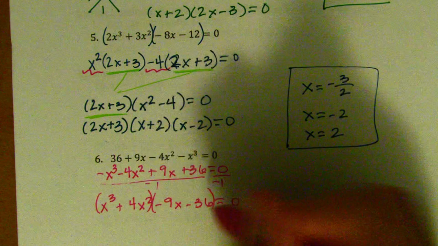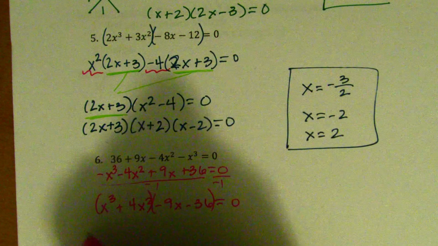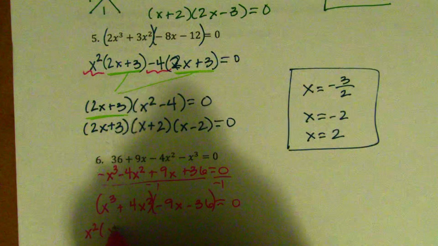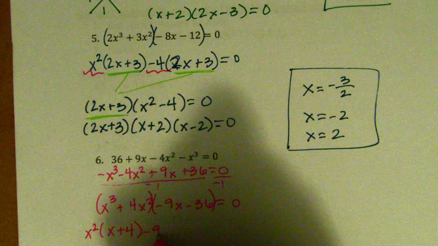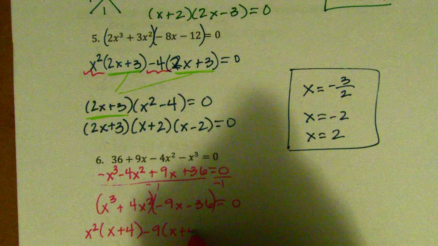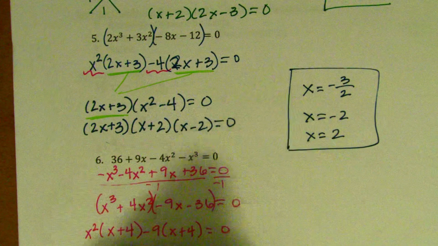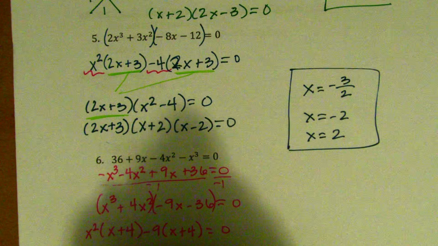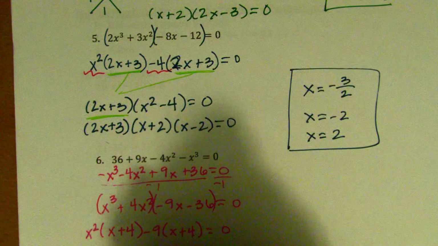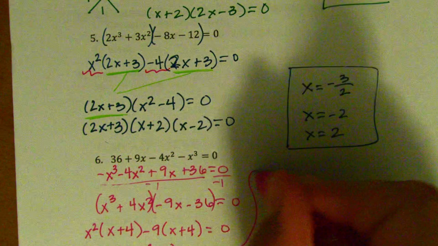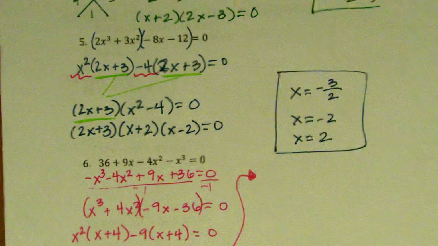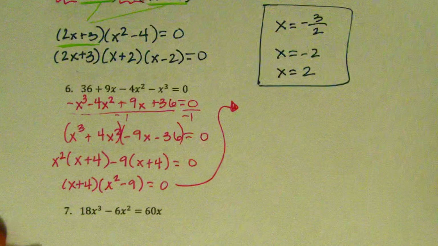There's no GCF for us to pull out. These have a common factor of x squared, and we're left with x plus 4. These have a common factor of -9 and left with x plus 4. Pulling out those x plus 4s, we're left with x squared minus 9, and that is also a difference of perfect squares, so that can be factored further.